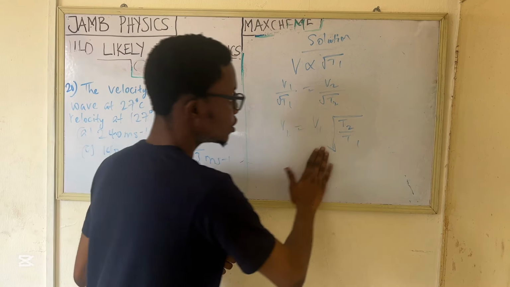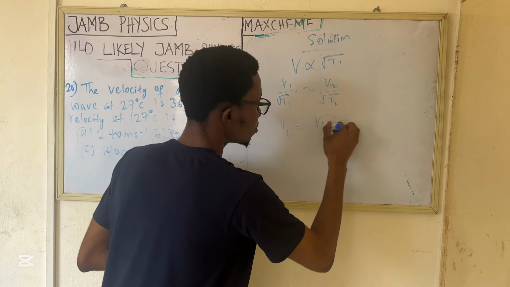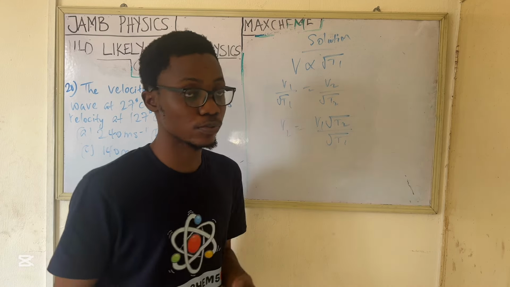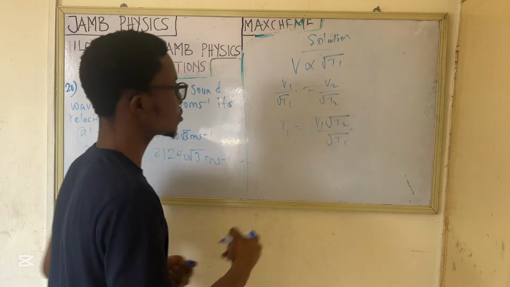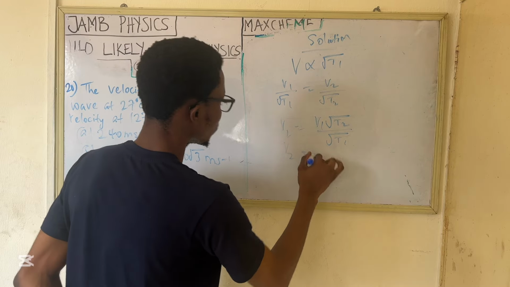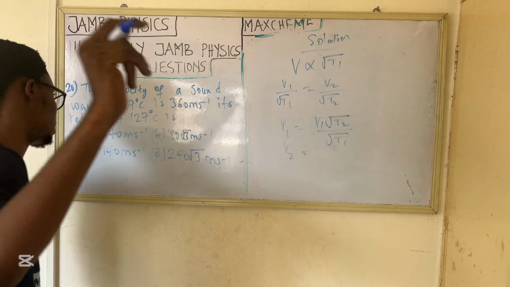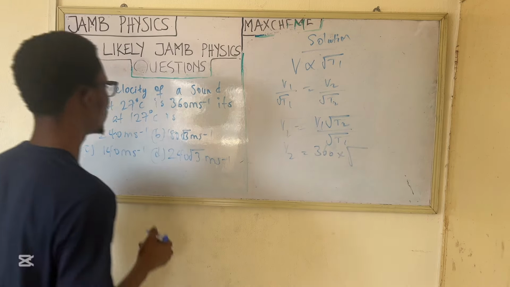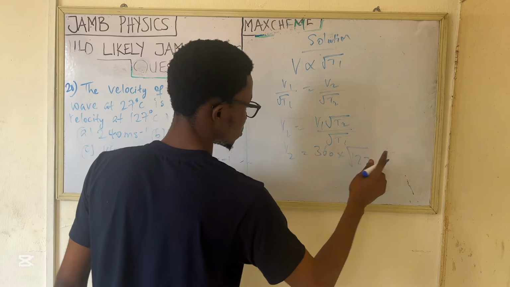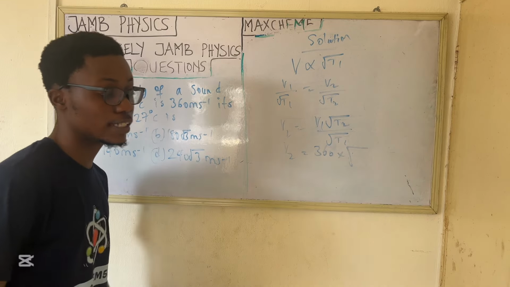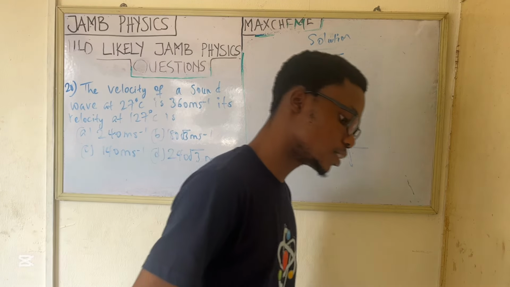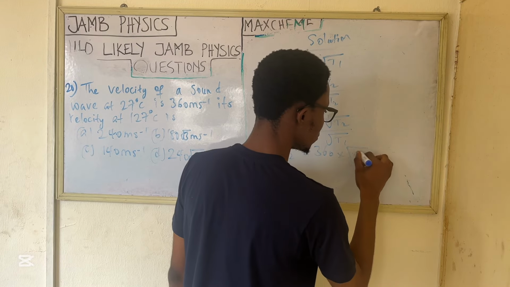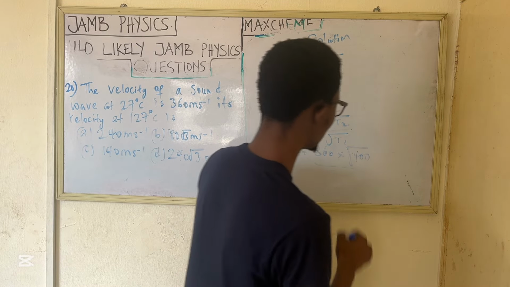If you don't want to put it this way, you can put it this way: V1 times square root of T2 over square root of T1. Any way you want to put it, it's still the same thing. So now let's continue. We now have V2 is equal to V1, which is the velocity in this case, 360, times root T2. T2 is 127, so you convert it to Kelvin. 127 plus 273 gives us 400. So in this case you use 400.